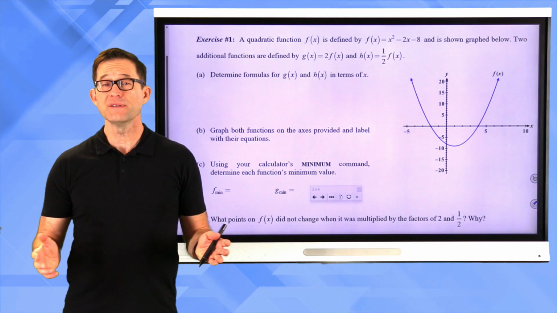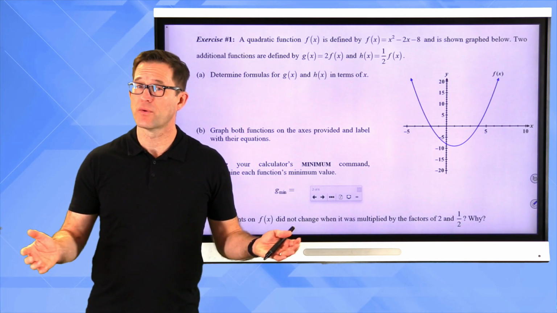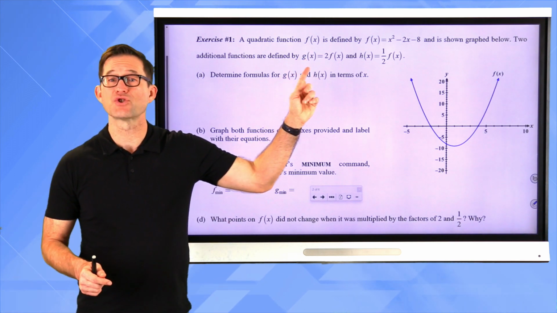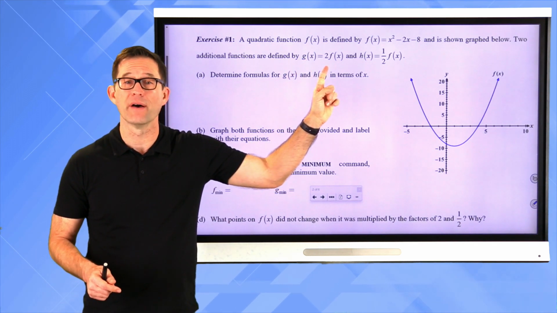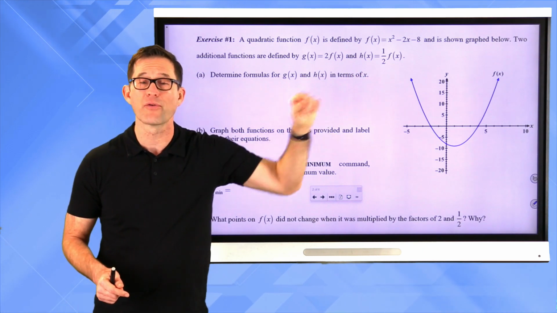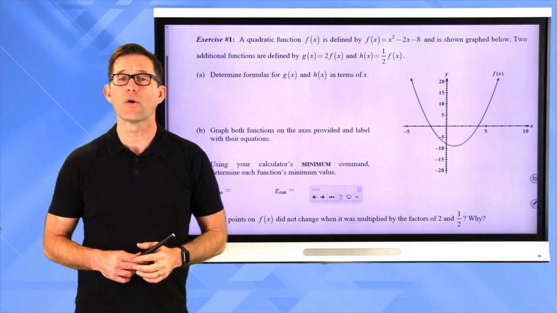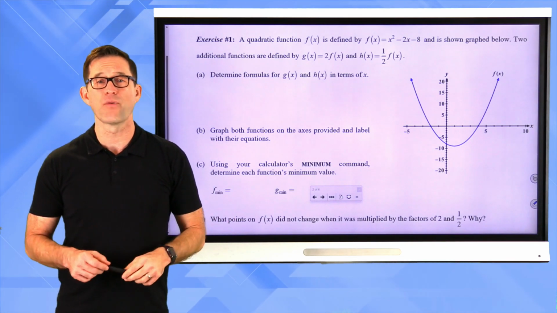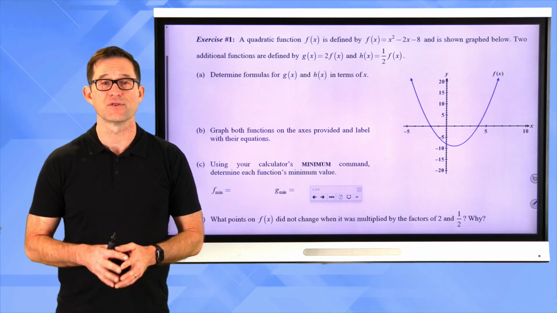All right, well this is actually relatively simple, right? Because the formula for g of x should be just twice the formula for f of x, and the formula for h of x should be 1/2 times the formula for f of x. So pause the video right now and see if you can determine formulas for g of x and h of x.